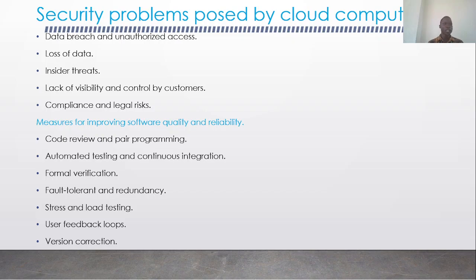Lastly, we are going to look at measures for improving software quality and reliability: code reviews and pair programming, automated testing, continuous integration, etc.